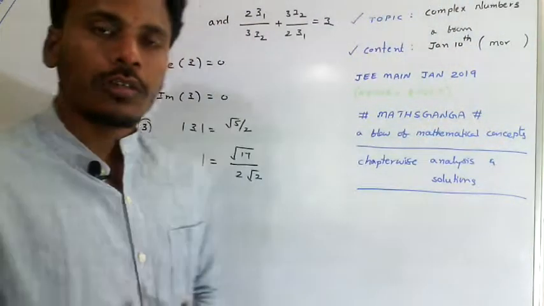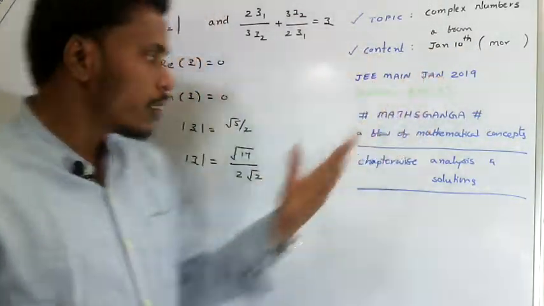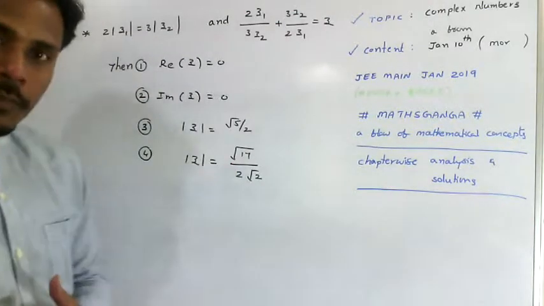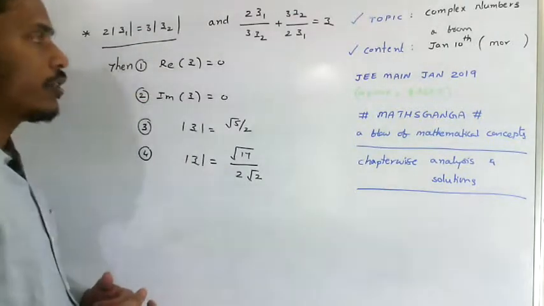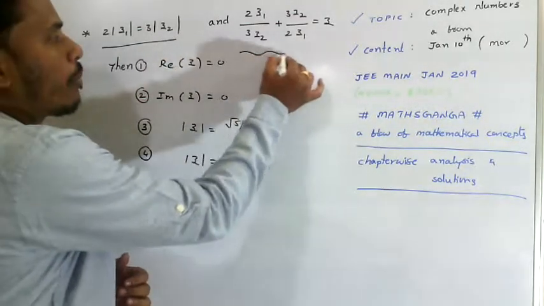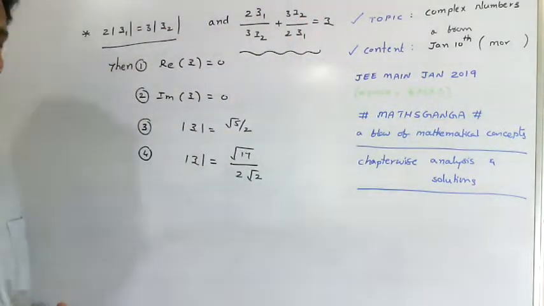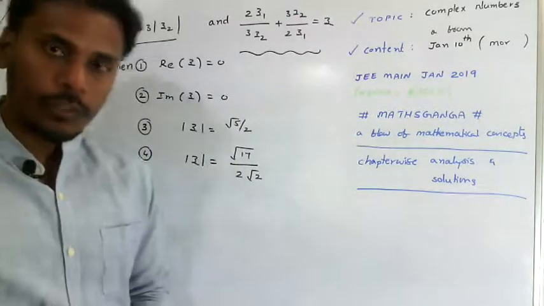Right. This is the question from complex numbers asked in the morning session of January 10th. See, the problem also involves the basic definition of the modulus of a complex number. In the question they mentioned that 2z1 is equal to 3 mod z2, and 2z1 by 3z2 plus 3z2 by 2z1 is equal to z. And we need to identify one among these four options.